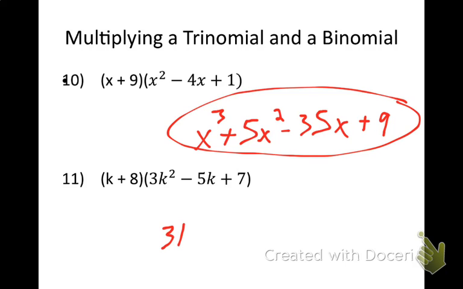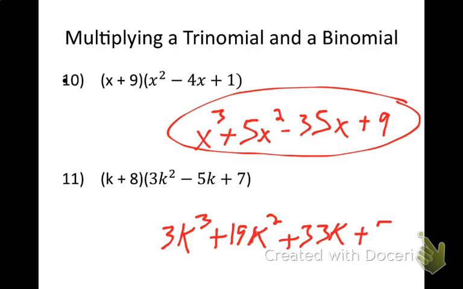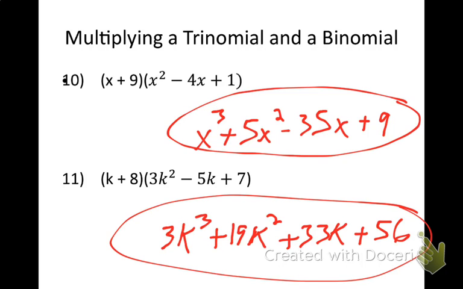30k cubed plus 19k squared minus 33k. What did you say after k squared? Plus 33k? Yeah, plus 56. Nice job. Those are both correct answers.